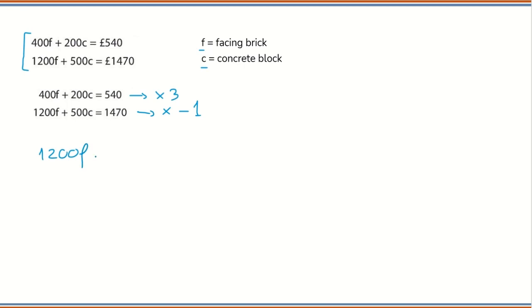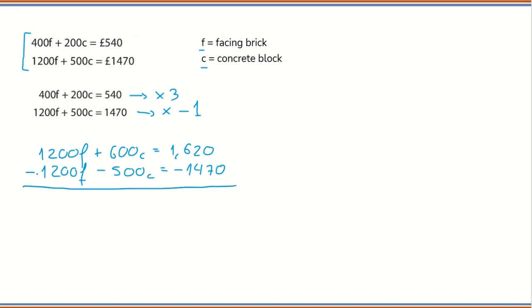1200 F plus 3 times 200, which is 600 C, equals 3 times 540, which is 1620. And the second equation, I will multiply it by -1, so minus 1200 F minus 500 C equal minus 1470. Now I can add them together.